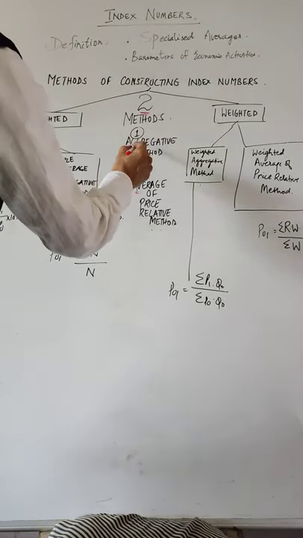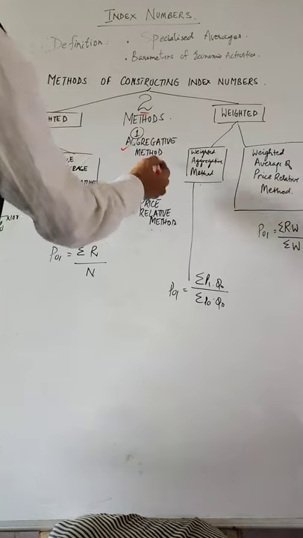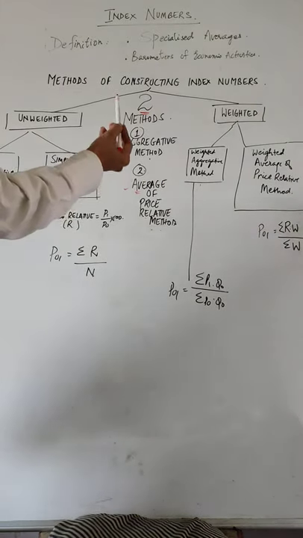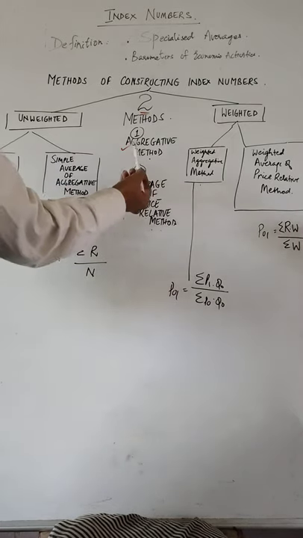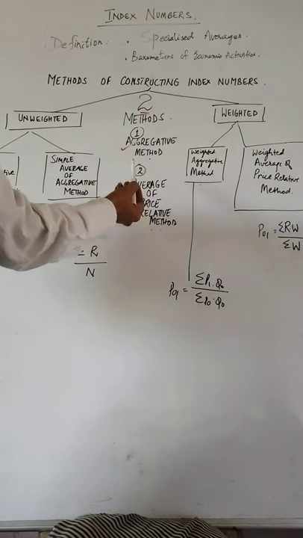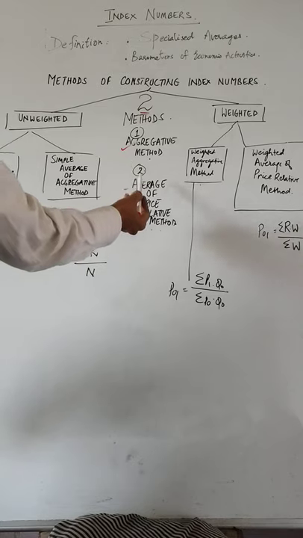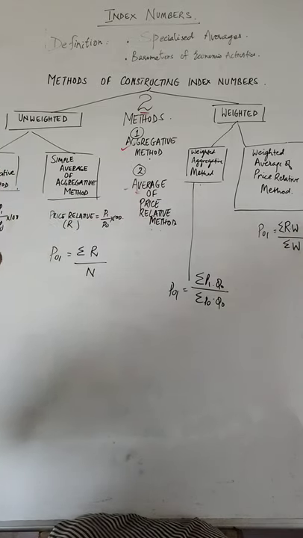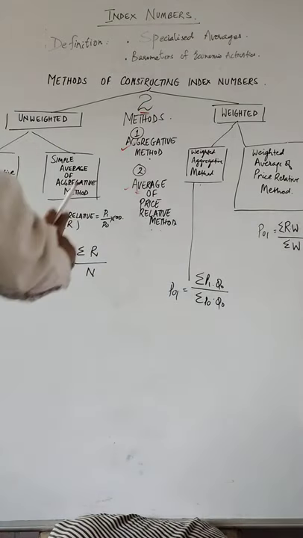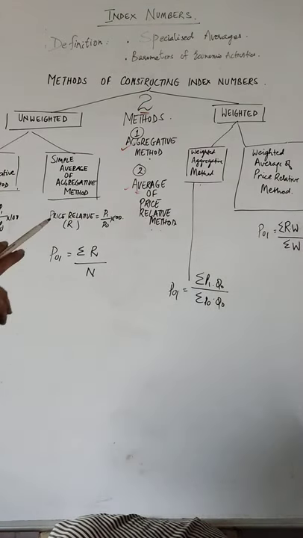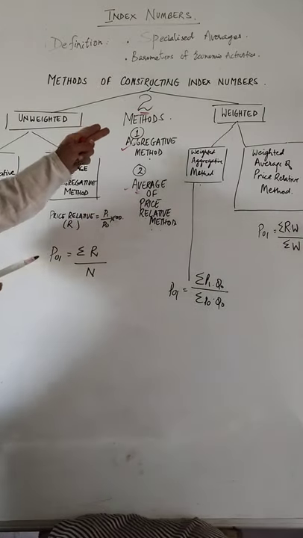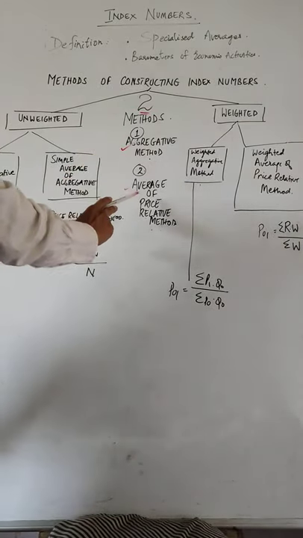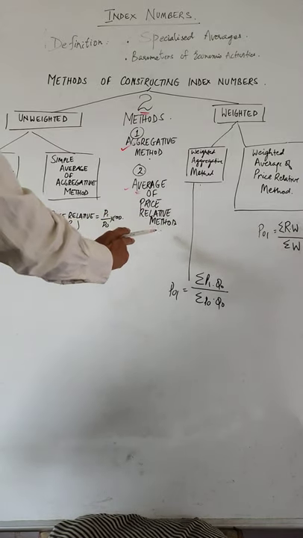One is again aggregative method. And the second is again, please repeat, or at least in your head you can say that with me, or can pause and wait and think. And the second one is average of price relative method. So what are the two methods of constructing index numbers? There are two methods. One is the aggregative method, the first one, and the second is average of price relative method.